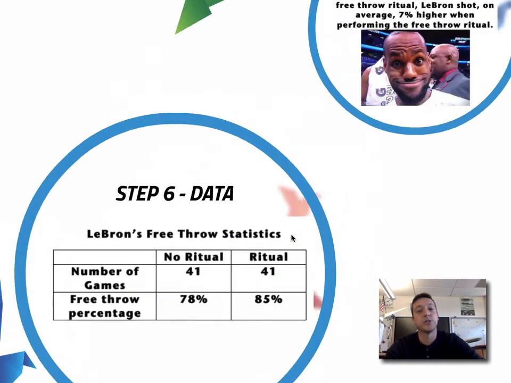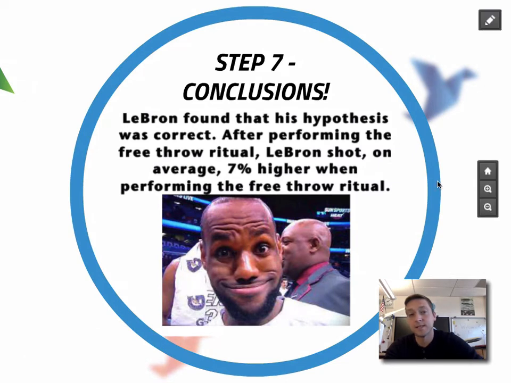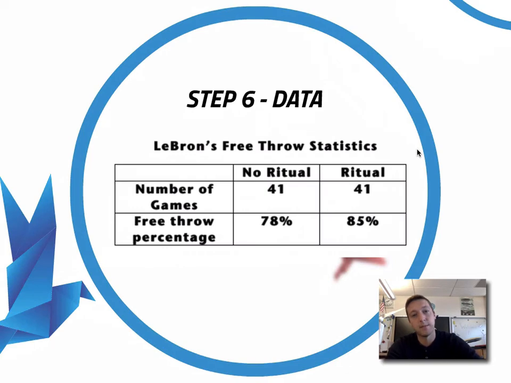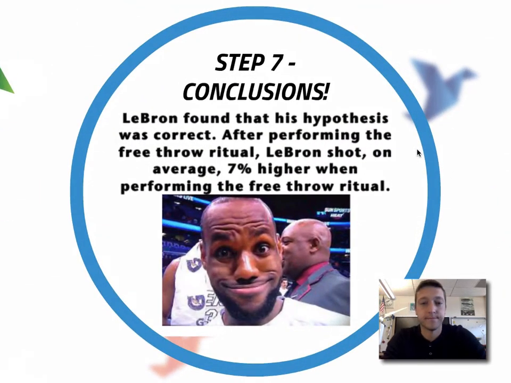So in a conclusion, you must state that the hypothesis is correct or the hypothesis is incorrect. And so when we look at the data, it looks like the ritual does help with free throws. The hypothesis is supported. And that's not the end of science.